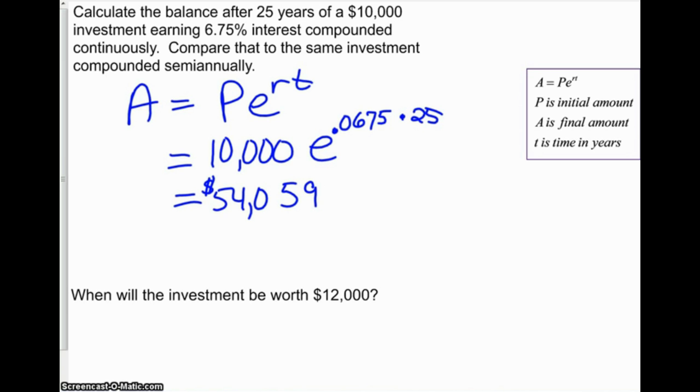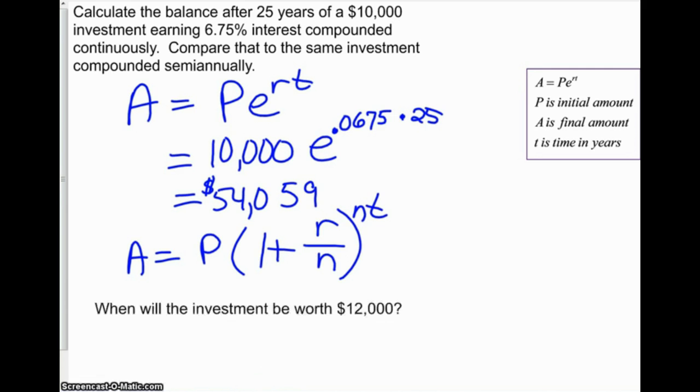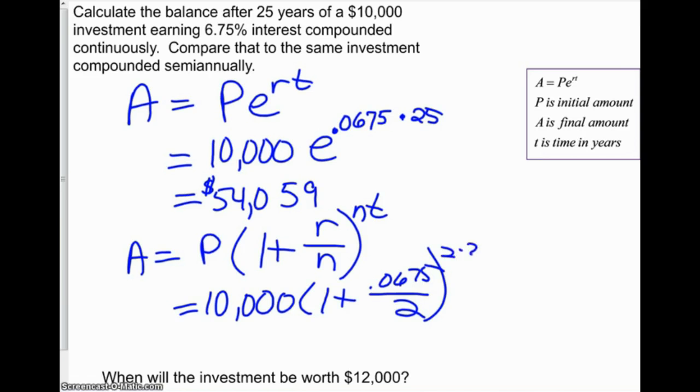$54,059. Okay? Now it also says, same problem, but what do you get if you instead had it compounded semi-annually? Now, the formula for semi-annual was where you took the principal, and then you took 1 plus the rate over the number of times in a year that it was compounded, raised to the number of times times the time. So in this case, it would be the 10,000 times 1 plus 0.065, compounded semi-annually.